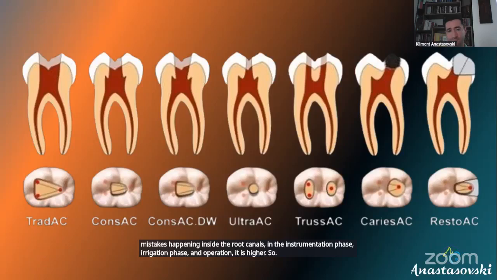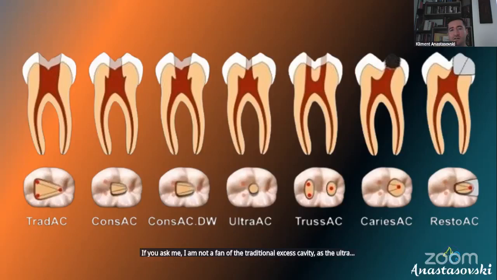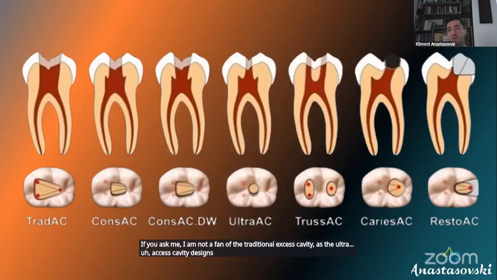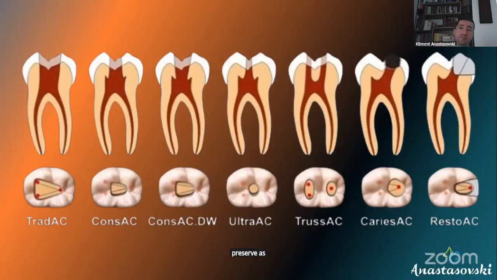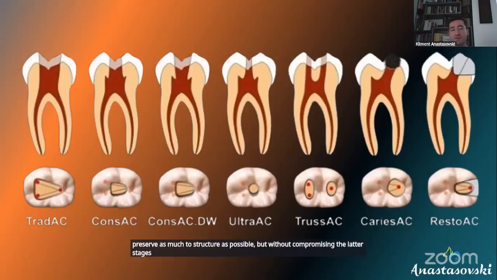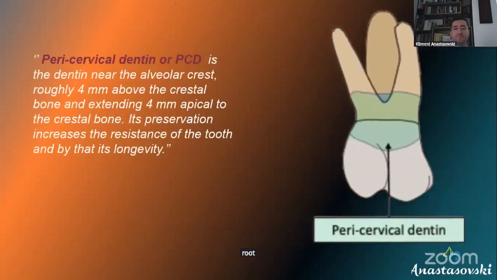So if you ask me, I am not a fan of the traditional access cavity or the ultra-conservative access cavity designs, but I always say to stay in the middle and maybe use the conservative access cavity design, where we preserve as much tooth structure as possible, but without compromising the latter stages of the root canal procedure.